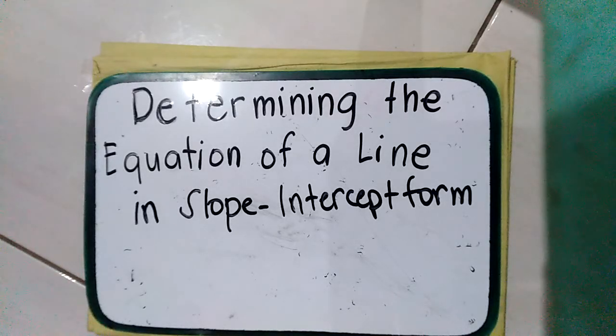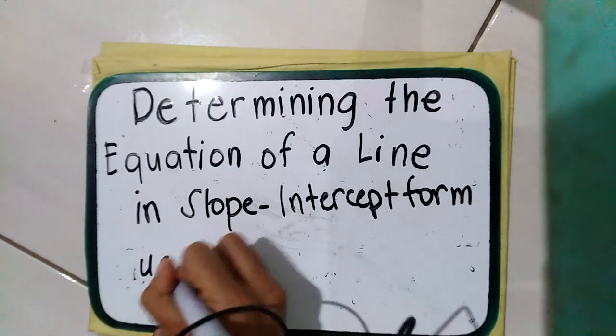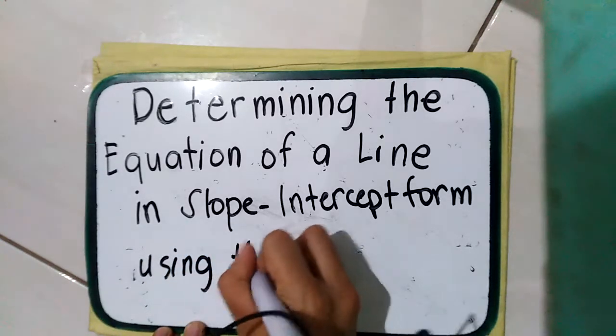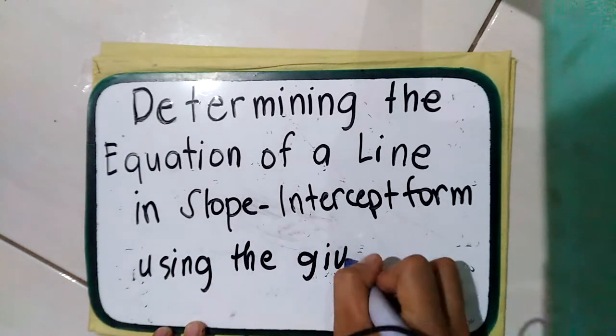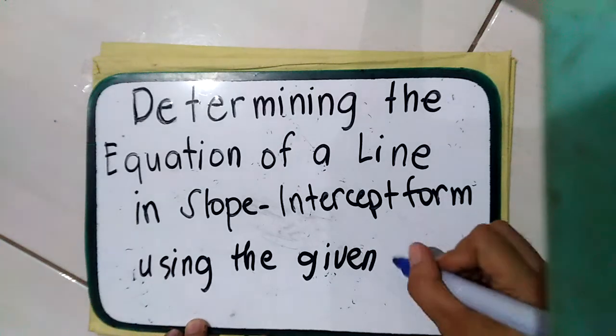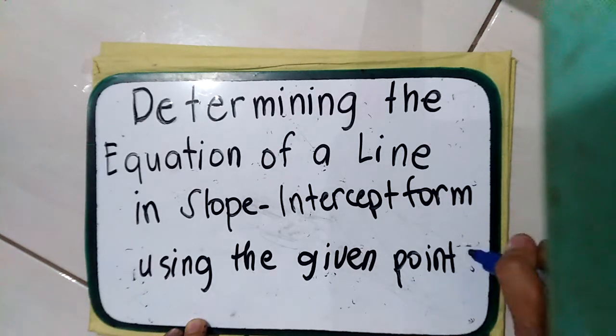So for this video, I will discuss how to determine the equation of a line in slope-intercept form. The first lesson that we are going to do is to determine the equation of a line in slope-intercept form using the given points. Okay? The first step is using the given points.